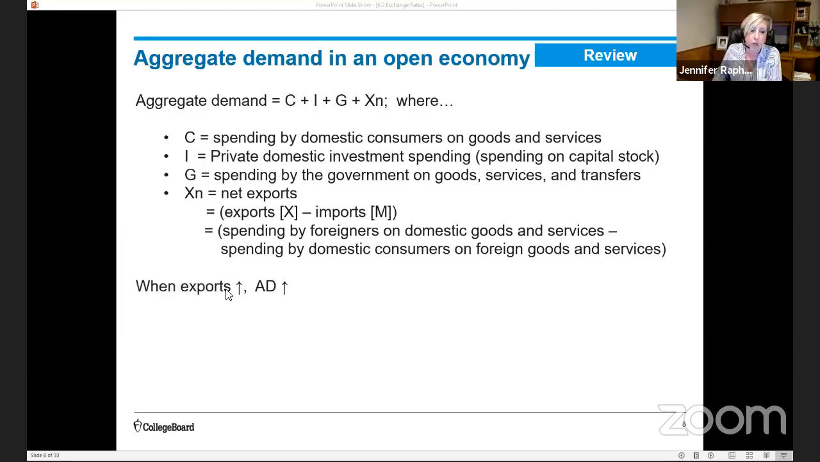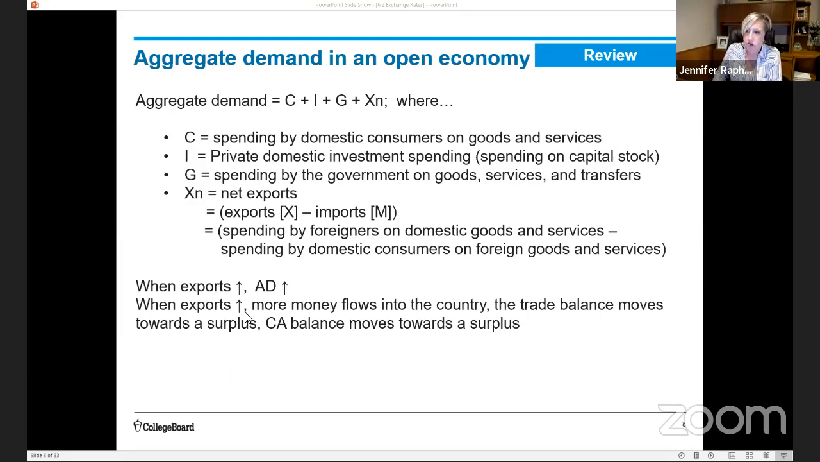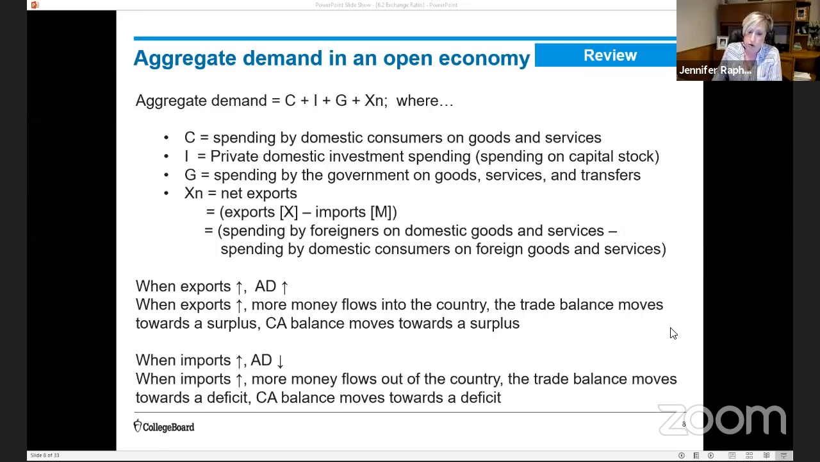All right, so when exports increase, aggregate demand increases. And when exports increase, you learned last night, more money flows into the country, which moves the trade balance towards a surplus. And since the trade balance is the lion's share of the current account, the current account balance will move towards a surplus as well. When imports increase, aggregate demand goes down.